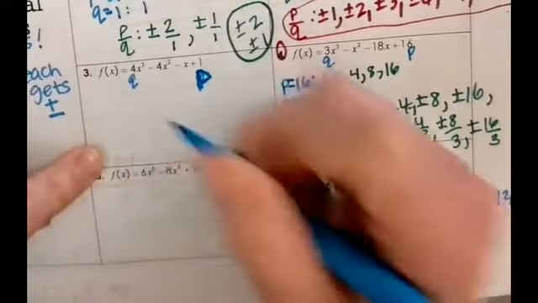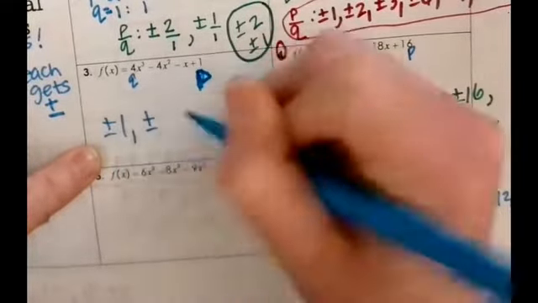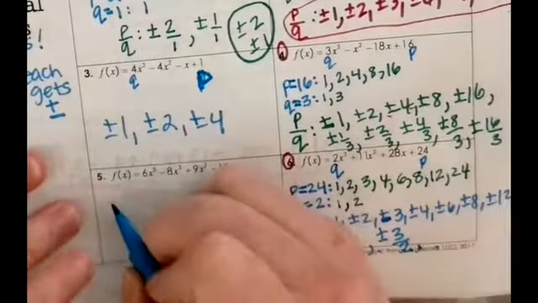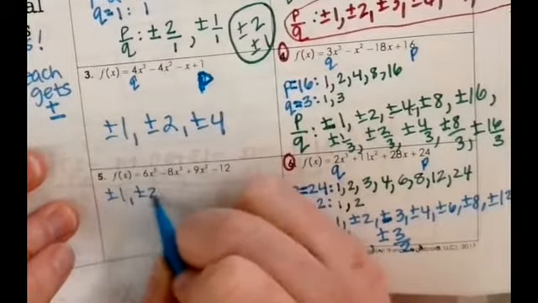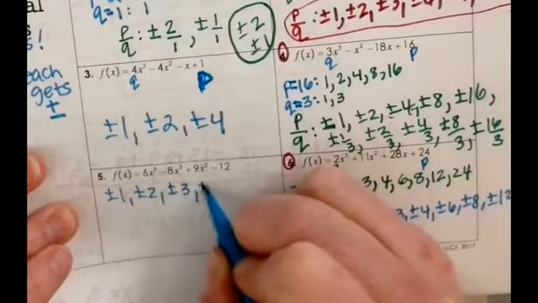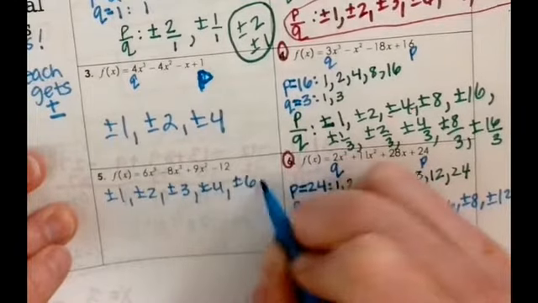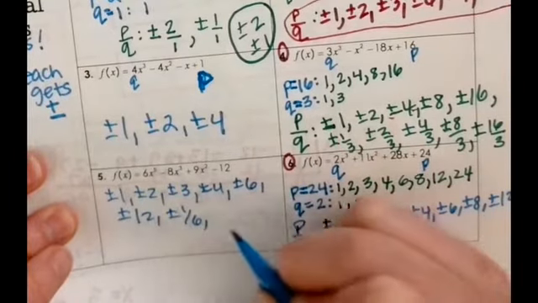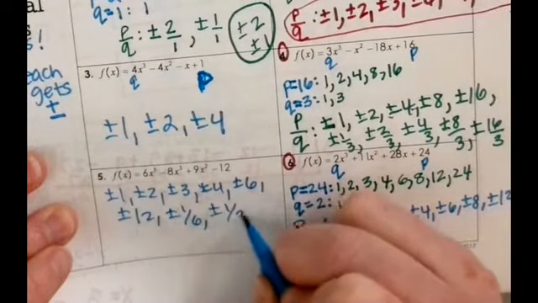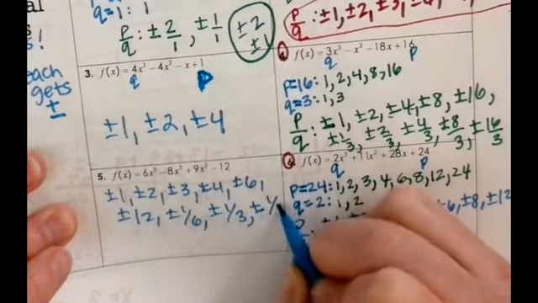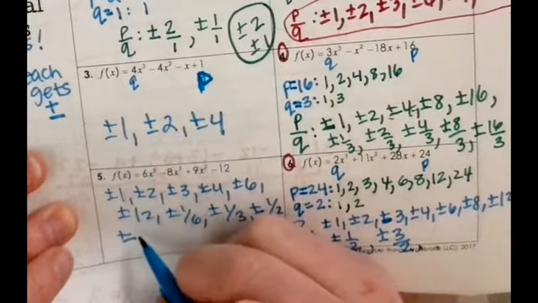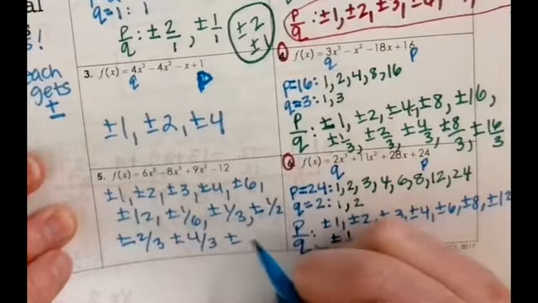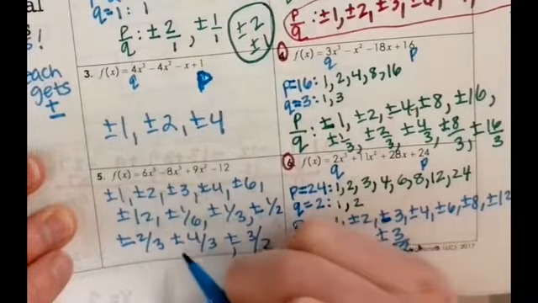Alright, so the answer to 3 will be plus minus 1, plus minus 2, plus minus 4 once you reduce all of them. Then 5 has a lot. Plus minus 1, plus minus 2, plus minus 3, plus minus 4, plus minus 6, plus minus 12, plus minus 1/6, plus minus 1/3, plus minus 1/2, plus minus 2/3, plus minus 4/3, plus minus 3/2. I think that's all. Okay?